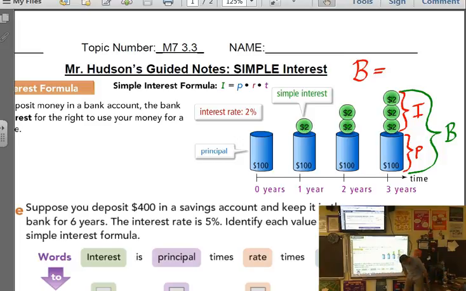To find our balance, we're going to add up what in this situation? Yeah, so I made $6 interest. I had $100 principal. In total, I now have $106 in my account. And if you are investing money, you're hoping that balance is more than you started with.